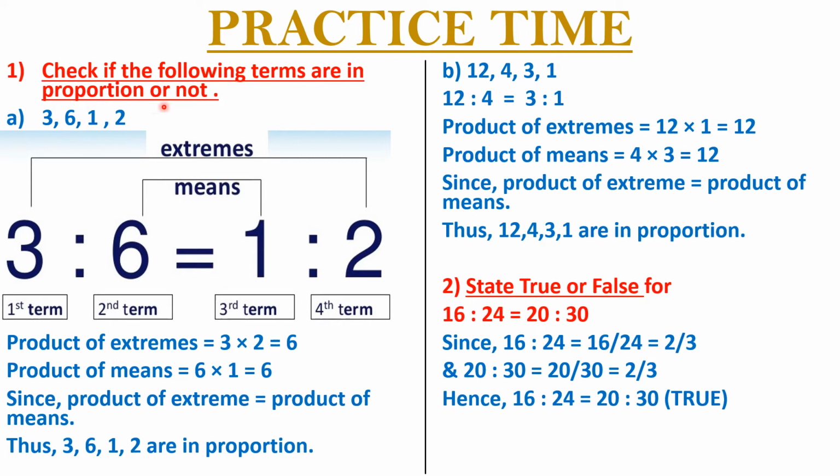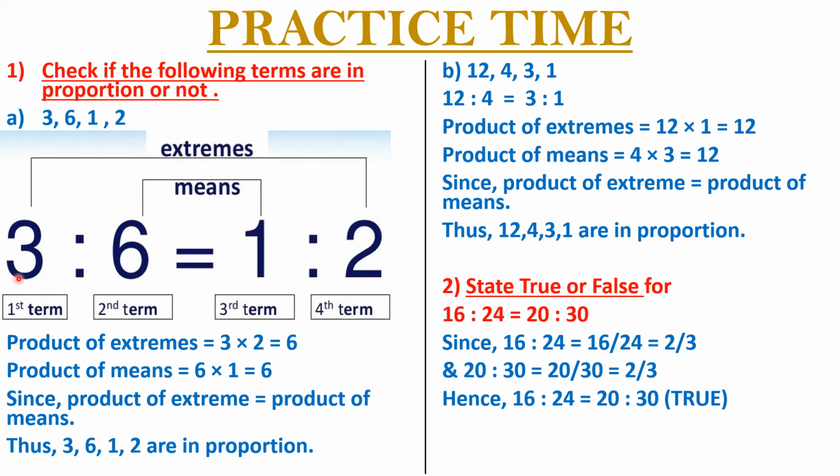Question 1. Check if the following terms are in proportion or not. 3, 6, 1 and 2. This can be represented as 3:6 equal to 1:2. 3 is the first term, 6 is the second term, 1 is the third term and 2 is the fourth term. First and the fourth terms are the extremes. Second and the third terms are the means. Now to check whether the two ratios are in proportion or not, check whether product of extremes is equal to product of means or not.